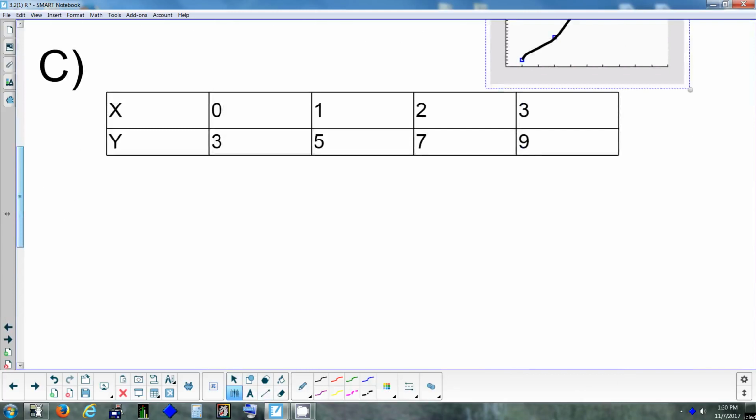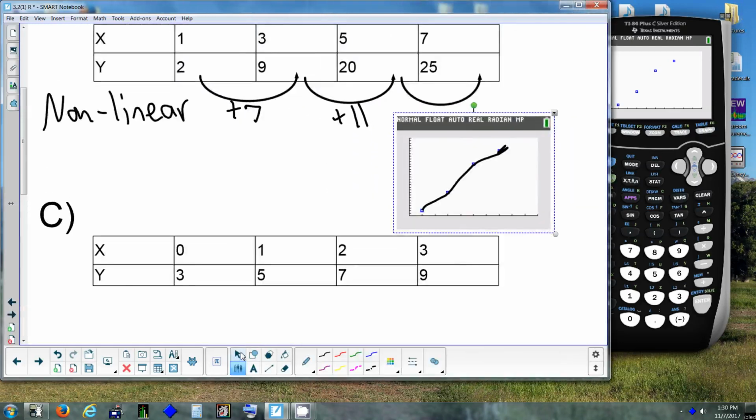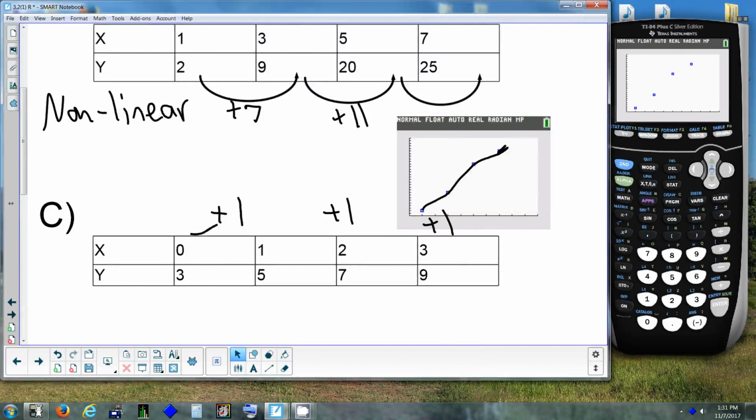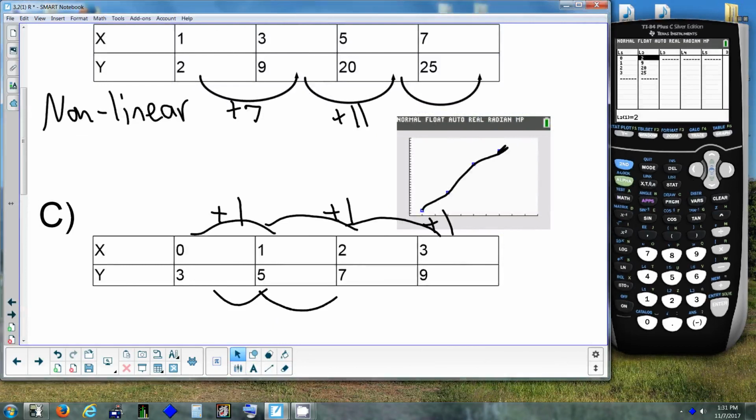Fred, what are the x's increasing by? 1, very good. Consistently, right? Plus 1, plus 1, plus 1. From here to here is plus 1, from there to there, from there to there. Plus 1 every time. All right? Jack, what about the y's? By 2, right? The y's are increasing by 2 every time.